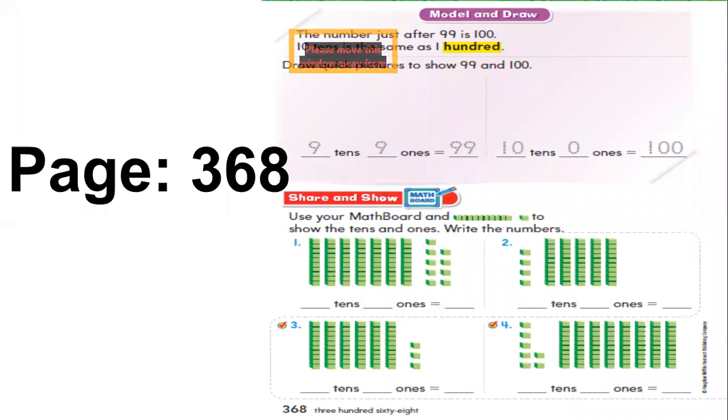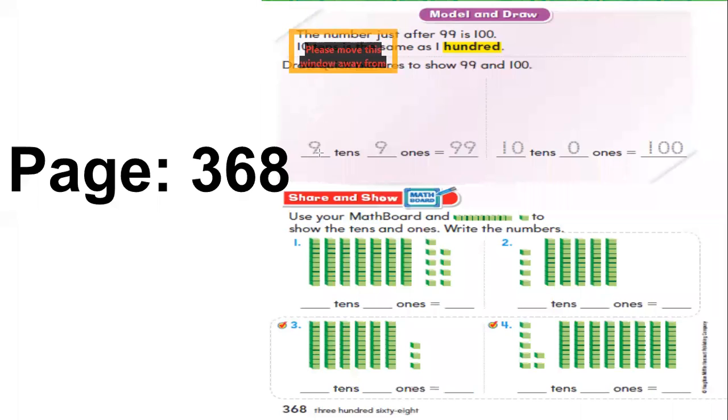We have here the number just after 99, which is 100. You all know after 99 we have 100. The 10 tens is the same as 100. When you put all the tens together, that is 10 groups of 10, that makes 100. So let's draw a quick picture to show 99 and 100. First I'm going to draw 99 and then we are going to make 100.